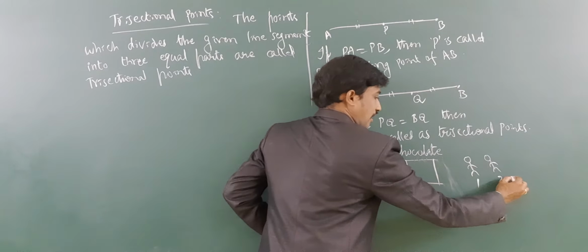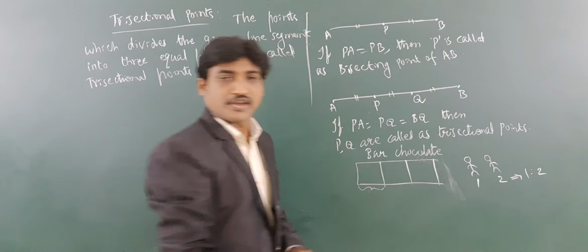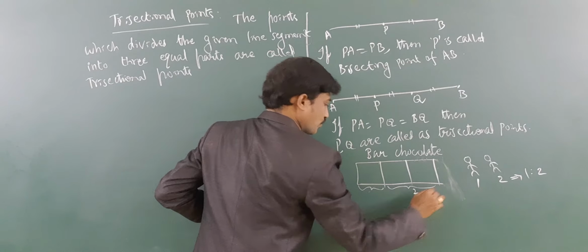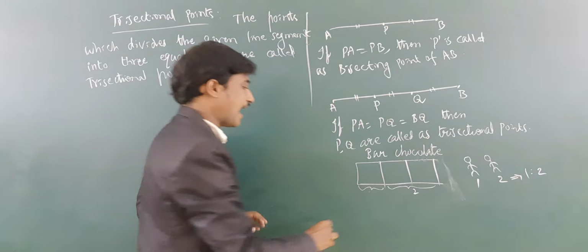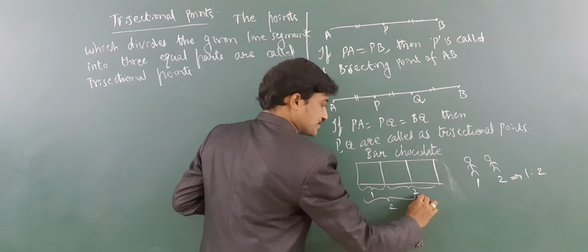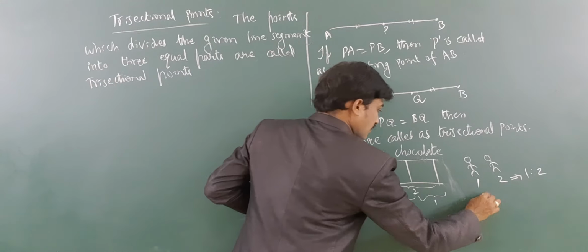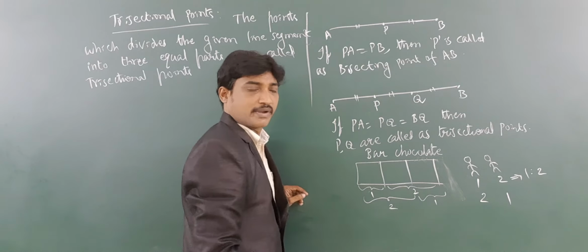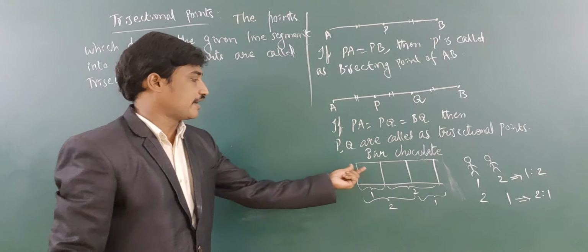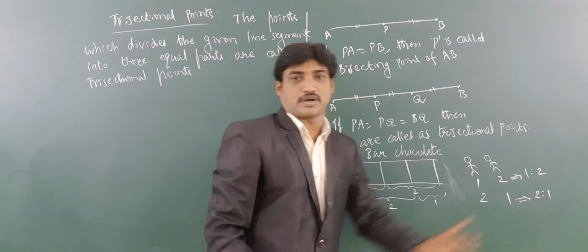That means distributing in a 1:2 ratio. On the other hand, to the first person 2 and to the second person 1. You can distribute in that manner also. That means a 2:1 ratio. When we are dividing into 3 parts, we can distribute in 2 ways, 1:2 or 2:1.